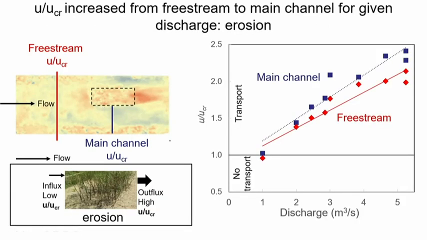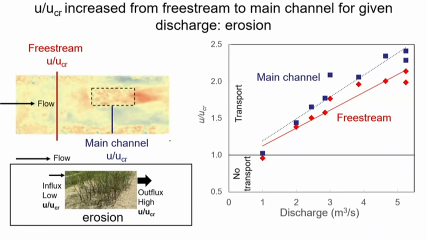I've plotted those measurements here, where the main channel is in purply blue and the free stream is in red. Again, when that ratio is greater than 1, we expect transport. When that ratio is less than 1, we expect no transport. We see that for all the discharges in which we made measurements in both of those hydrographs, U over U crit in the main channel is greater than that in the free stream. So U over U crit is increasing in the downstream direction, which means essentially we are able to move more sediment in the main channel than is being supplied to the main channel. So that means we should have erosion, which is what we measured.